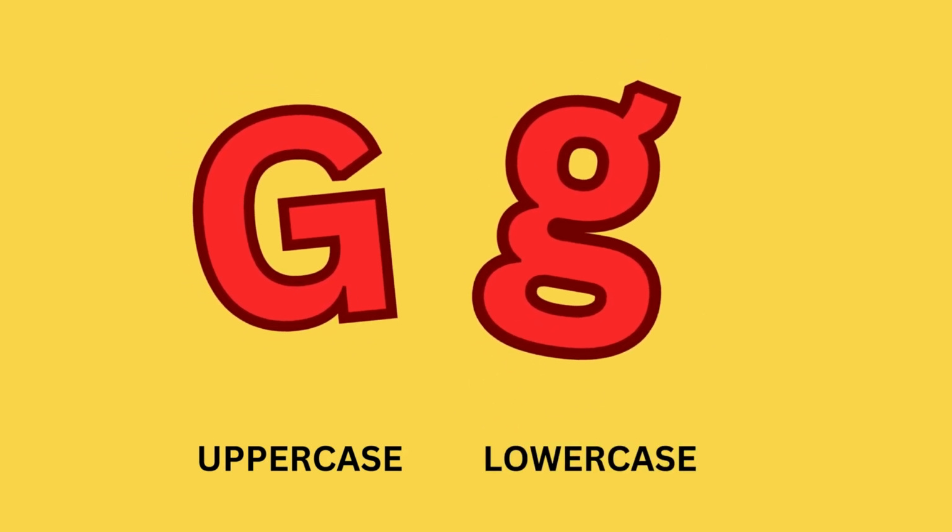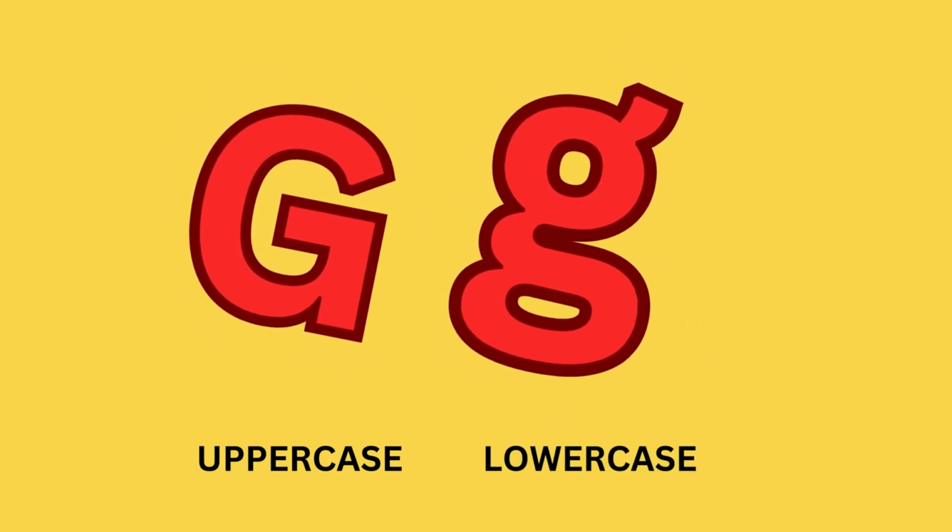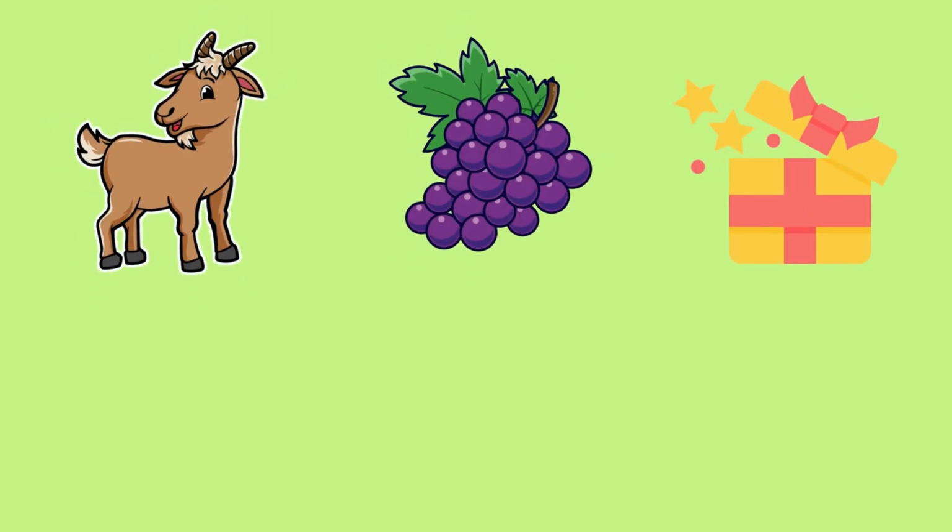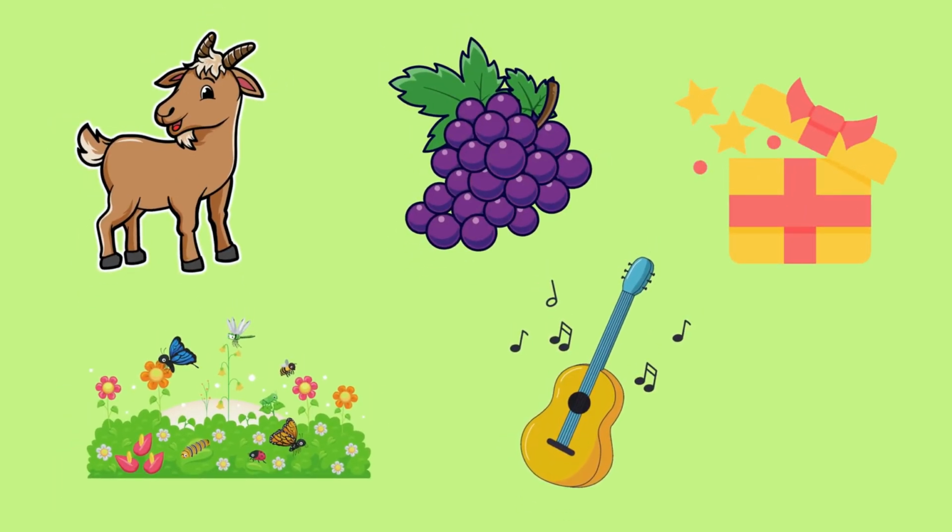This is uppercase G, this is lowercase g. G for goat, G for grapes, G for gift, G for garden, G for guitar.